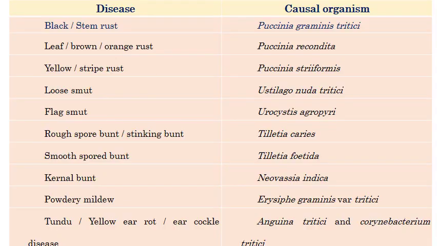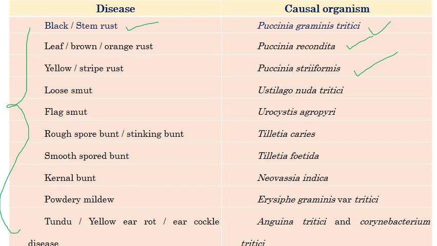Coming to the list of important diseases, I have listed the important diseases of wheat here. Black or stem rust, which is caused by Puccinia graminis tritici; leaf or brown rust or orange rust, Puccinia recondita; yellow or stripe rust, Puccinia striiformis. On the left side, I mentioned the disease name, and on the right side, I mentioned the causal organism of the particular disease.